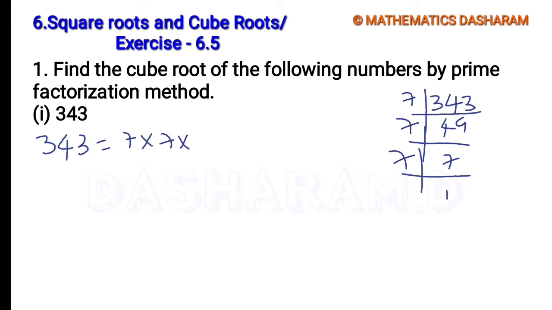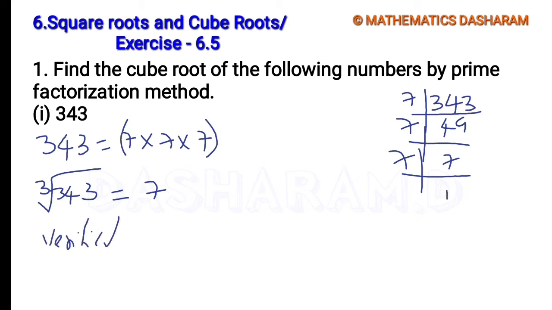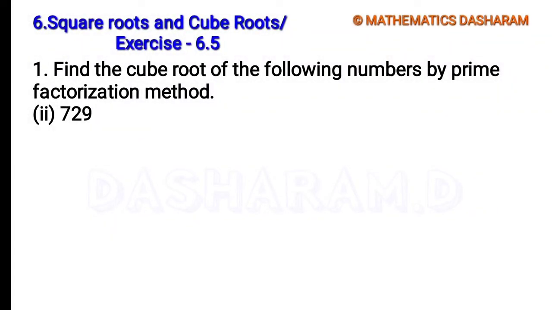So here, this is one group, we can consider it as one group. So then the cube root of 343 equals, from this group take one number. So the answer is 7. So we can verify our answer. Verification: how to verify? 7 multiplied 3 times. So it equals 343. Second question, 729.